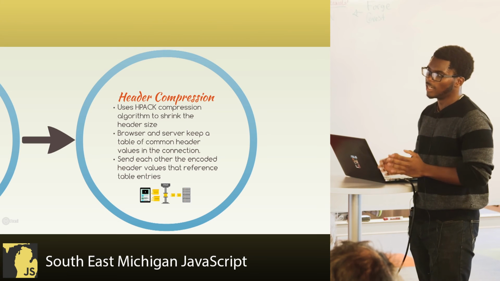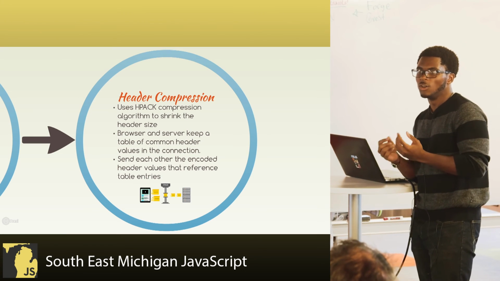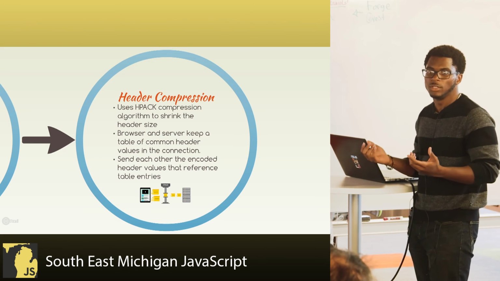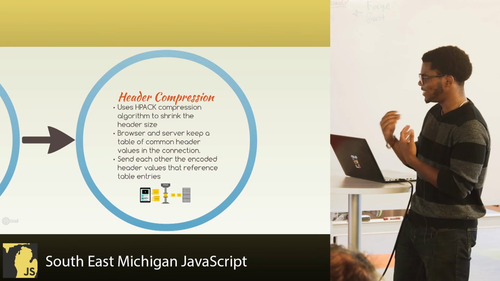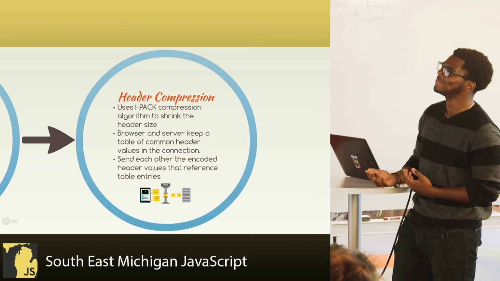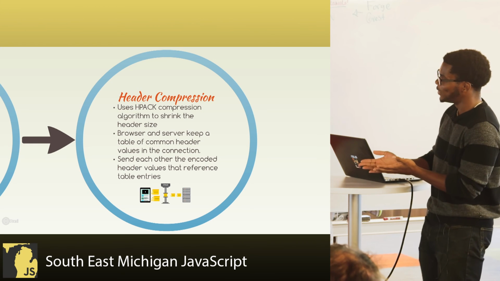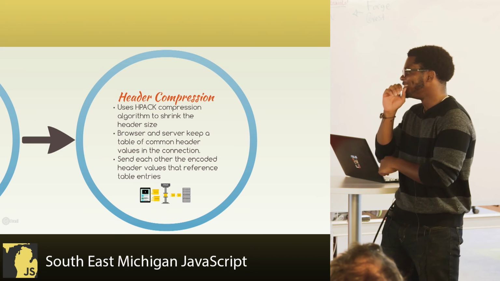It creates a dynamic table that saves the header pieces that are already known to be in each packet and converts them into single numbers. So that increases efficiency hugely. It makes it really fast, basically.